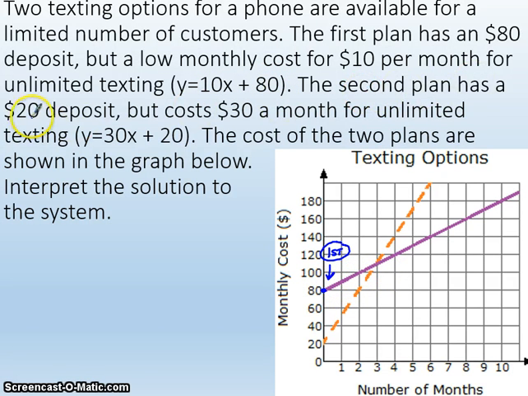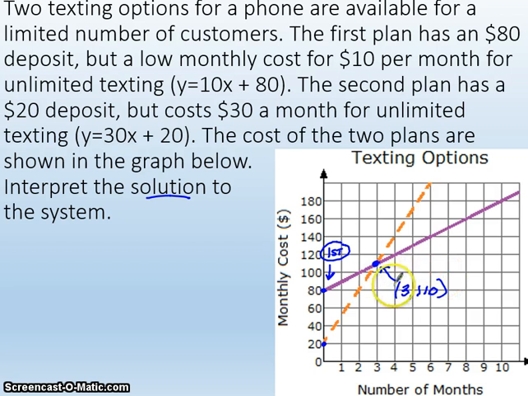The second plan has a $20 deposit but costs $30 a month for unlimited texting. So that would be down here. It starts at 20 but then it goes up $30 every month. The cost of the two plans are shown in the graph below. Interpret the solution to the system. Well, the solution is going to be where they cross, which is right about here. Now I can tell that it's on the number 3, but I'm not really sure about this output, so I'm going to substitute 3 in here. 10 times 3 is 30 plus 80, that's 110. Yeah, that makes sense because it's in between 100 and 120. So (3, 110).